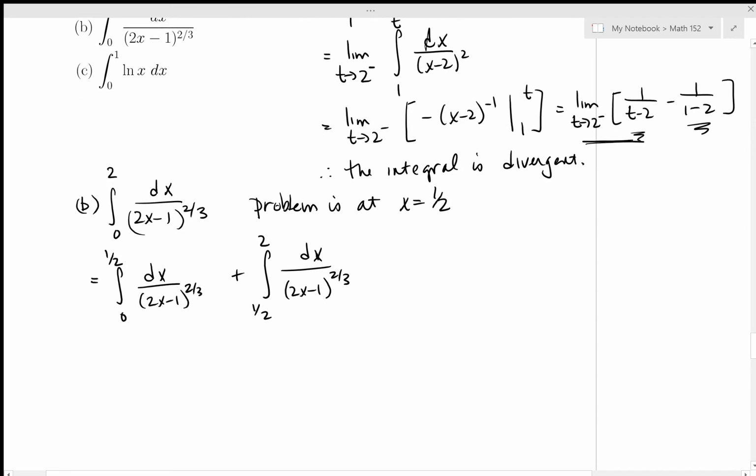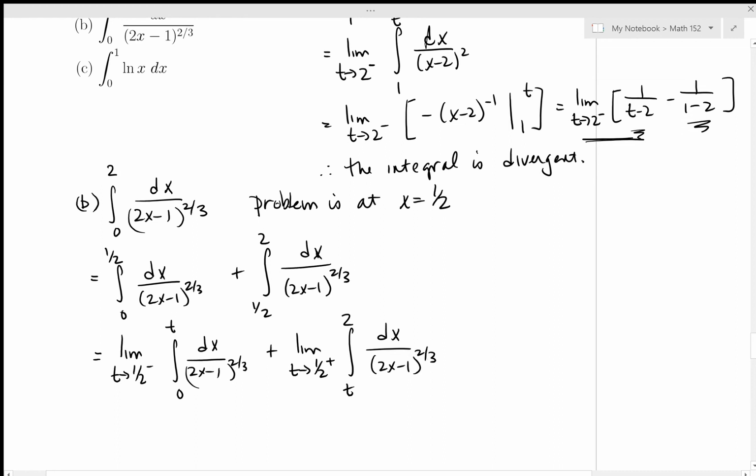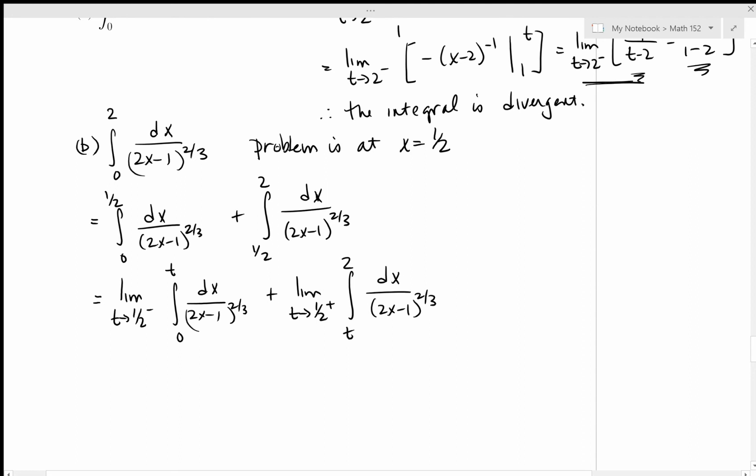Okay, so I'm going to write this out with the proper limits put in. This one here is going to be the limit as t goes to 1/2 from the left of the integral from 0 to t of dx over 2x minus 1 to the 2/3. And then this one is going to be the limit as t goes to 1/2 from the right of the integral from t to 2 of dx over 2x minus 1 to the 2/3. Okay, so now I've got two improper integrals written out with proper limit notation, and the problem is at the endpoint of the integration.